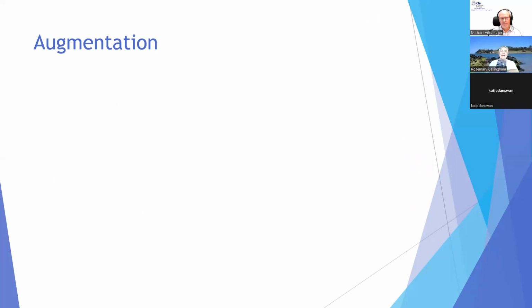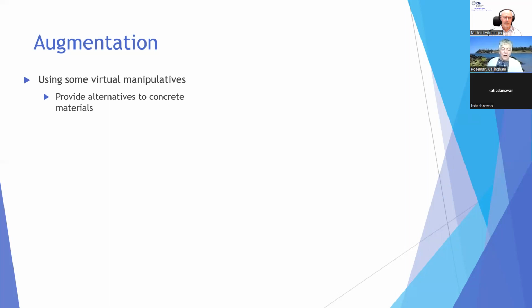Augmentation is when you add some value to an activity in some way. It's still essentially the same activity, but technology can add some other kinds of dimensions to it. Virtual manipulatives are one example, where instead of using concrete pattern blocks, you use virtual pattern blocks and so on. And they certainly have some promise. Using drawing or graphing programs, even paint, you can do quite a lot.